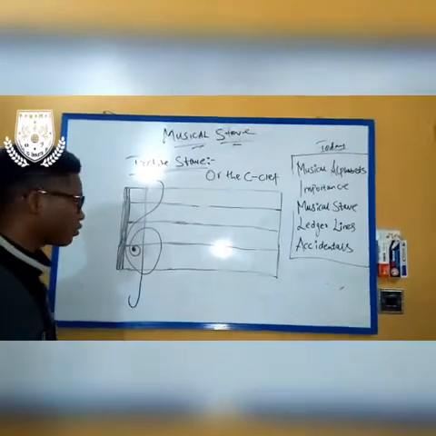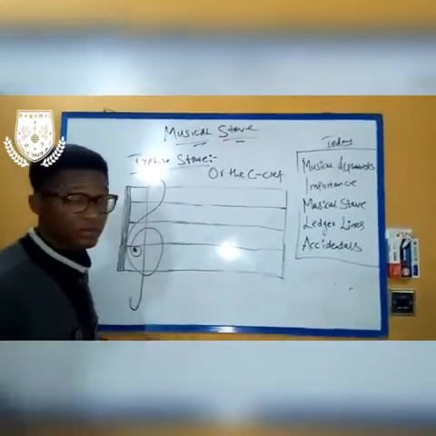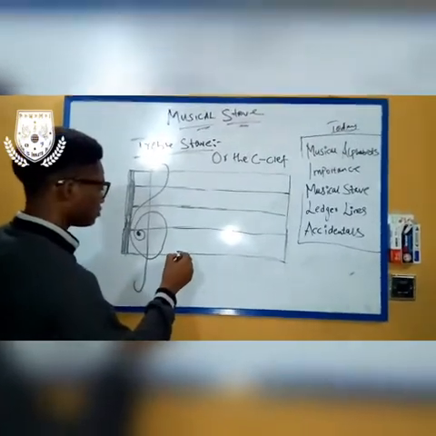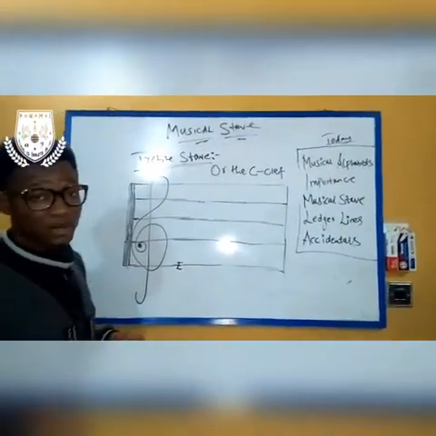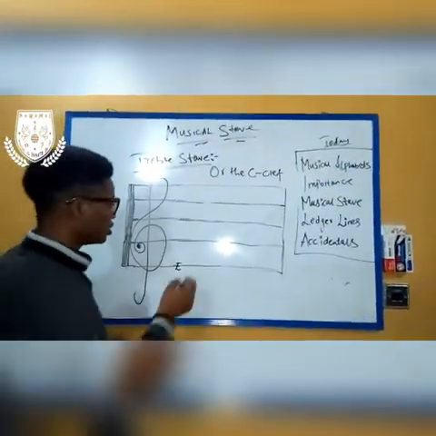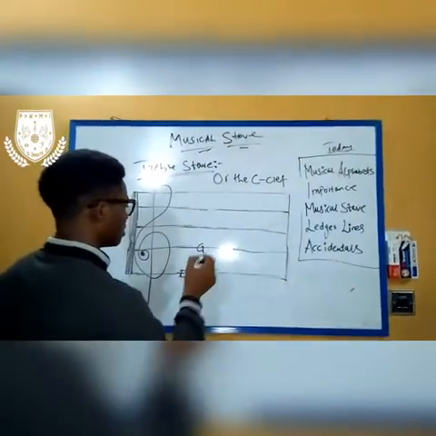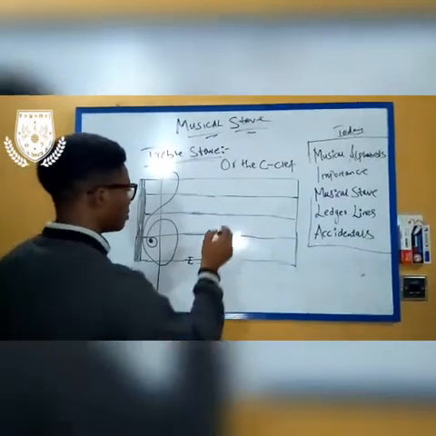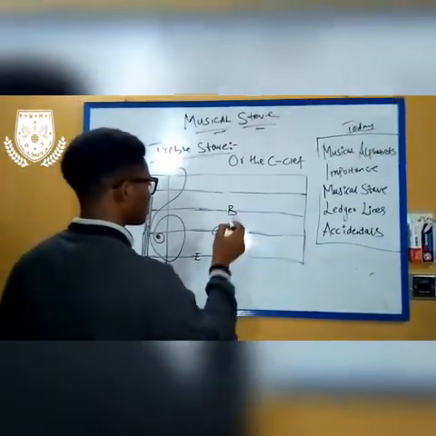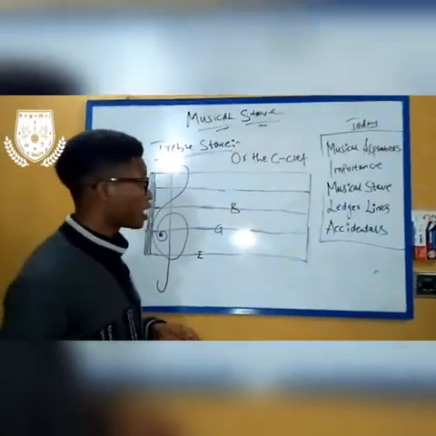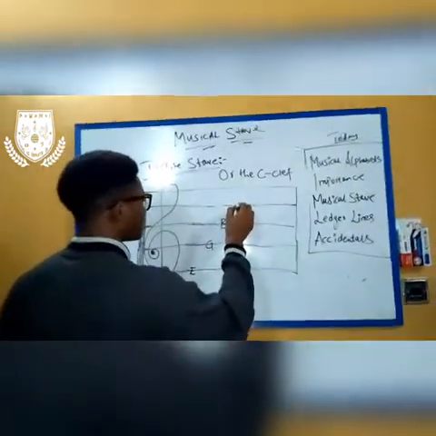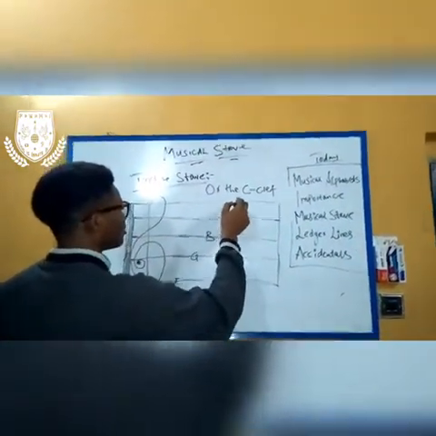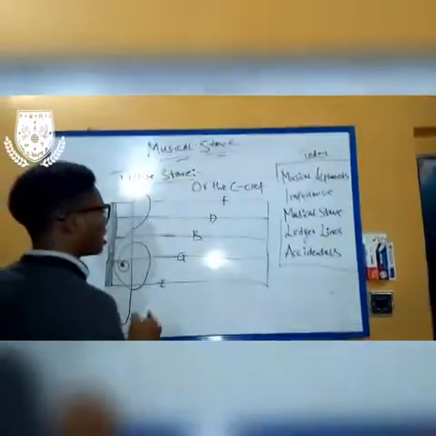Now for the first line of the treble clef, we have the E. For the second line of the treble clef, we have the G. For the third line of the treble clef, we have the B. For the fourth line, we have the D. And the fifth line, we have the F.